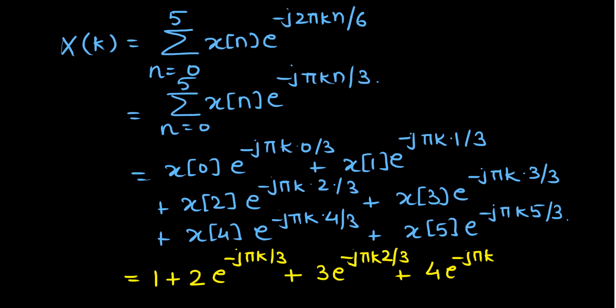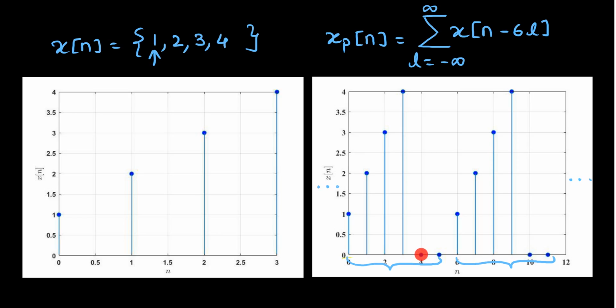The value of x of 4 is equal to 0, so this can be observed from here. So this is the x of n here. We have x of 0 as 1, x of 1 as 2, x of 2 as 3, x of 3 as 4, but after that we know that in order to make it length 6 we need to append 2 zeros, so the value of x of 4 is equal to 0 and the value of x of 5 is also equal to 0.